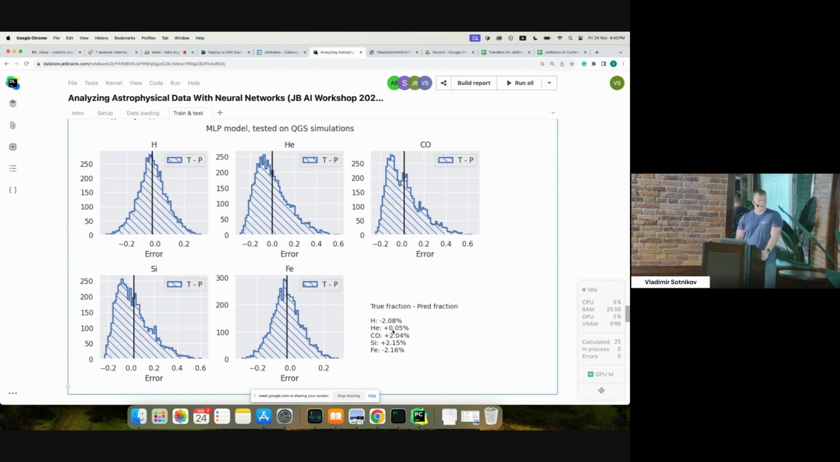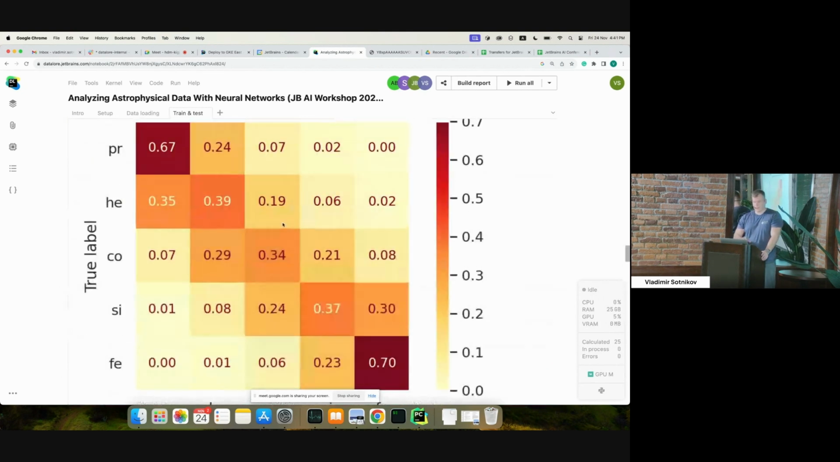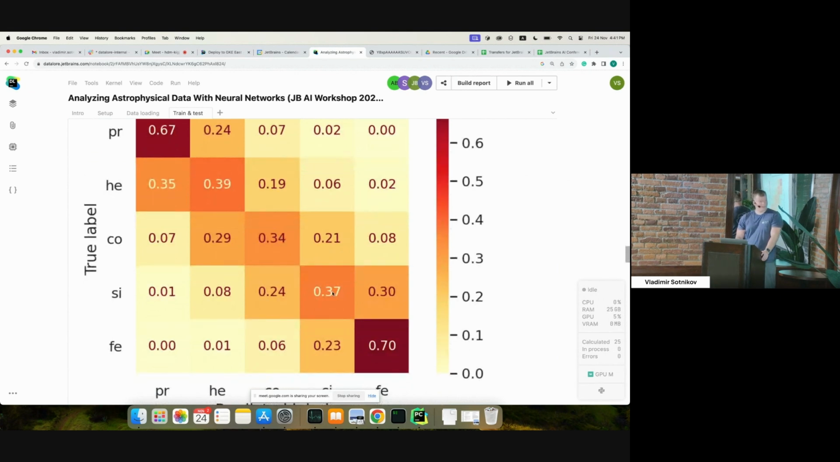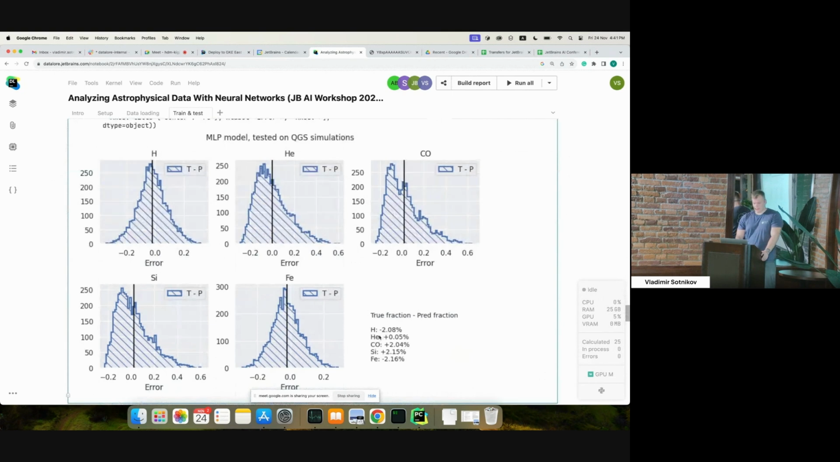It's just 0.5%. And it's really interesting, because if we would take a look at the confusion matrix, we would see that the numbers are not really different. We have 39% accuracy and 37% accuracy for helium and silicon correspondingly. But if we take a look at these fractions, we would see 0.5% error versus over 2% error.